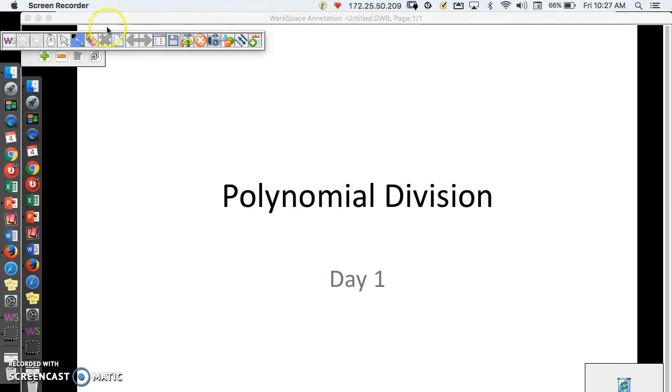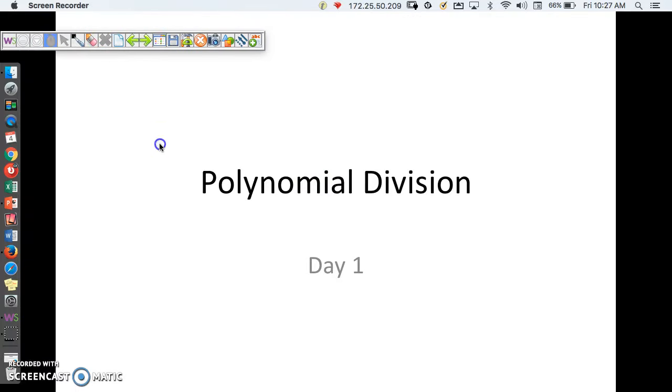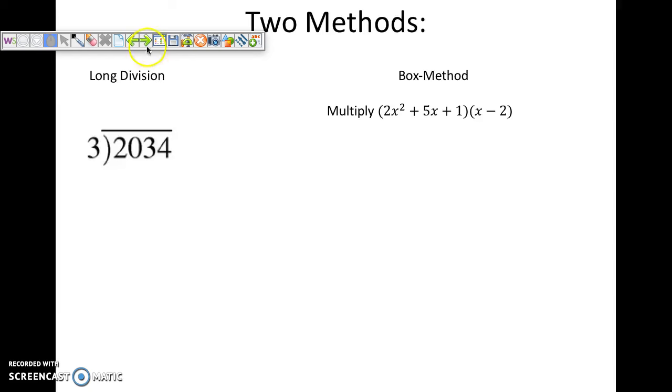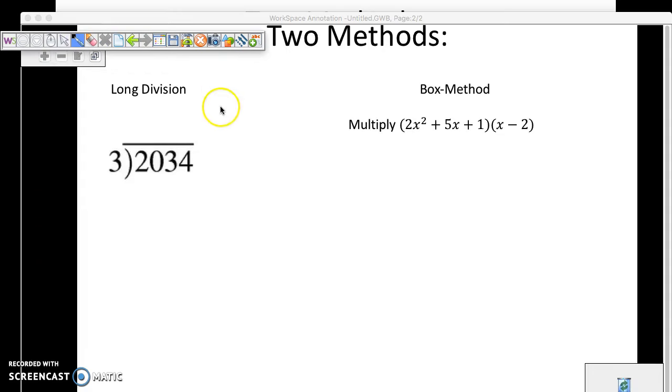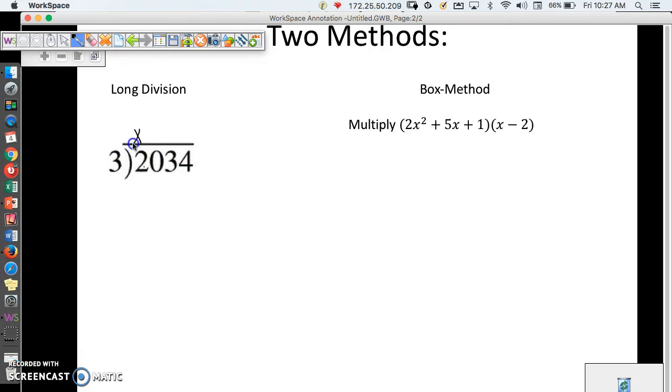Today we're going to take a look at polynomial long division, and we're going to look at it two different ways. So a reminder, back in elementary school when you learned long division, you said, does 3 go into 2? No, 3 goes into 20 6 times. And then you multiplied 6 times 3 is 18. So 20, and then you subtracted these, minus 18 is 2. You brought down the 3.